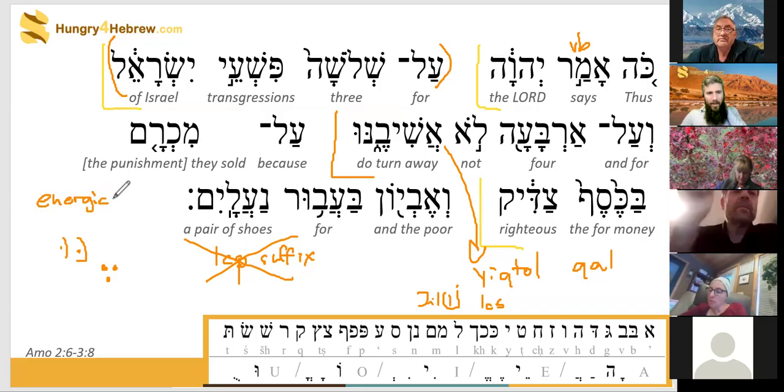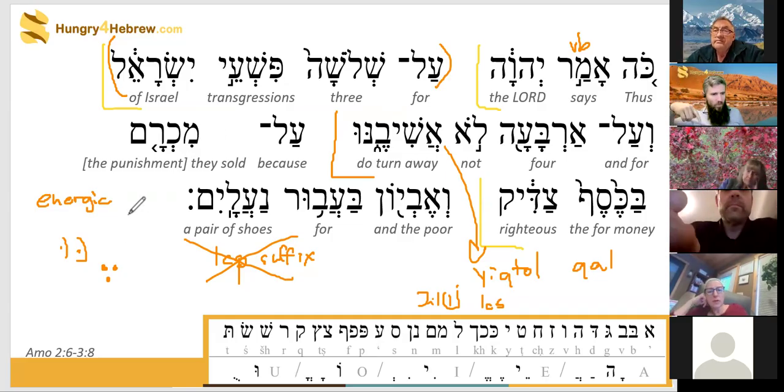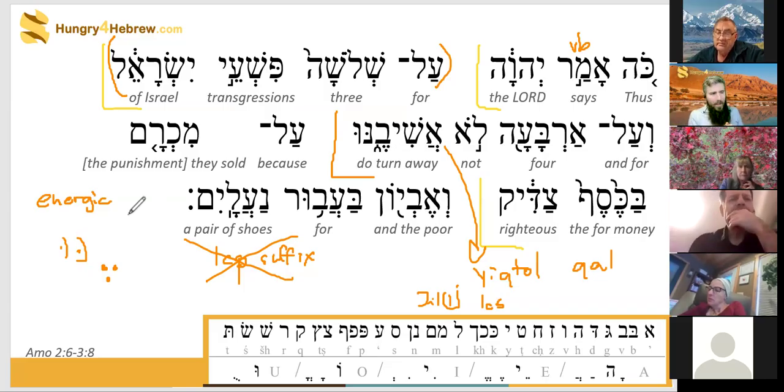Energic noon is one that shows up in a yiktol verb with an object suffix. That's the only time energic noon shows up. If there's some other noon, then we give it a different name, like paragogic noon. Apparently in Semitic languages, by sticking the noon in a verb like this, historically it changed the flavor of the verb a little bit, so that it made it more certain.